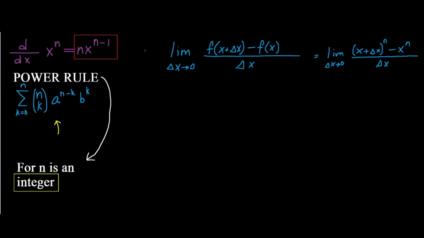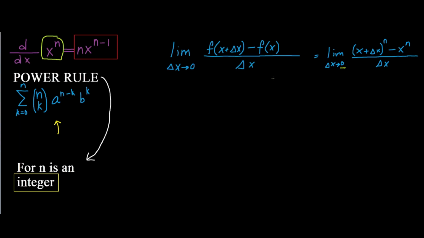n minus 1. So what I did was I wrote the difference quotient, and that's just the definition of a derivative, right? So that's the limit as delta x approaches 0 of f of x plus delta x minus f of x over delta x. And then I just input x to the n into it, and I got x plus delta x to the n minus x to the n over delta x with the limit as delta x approaches 0.